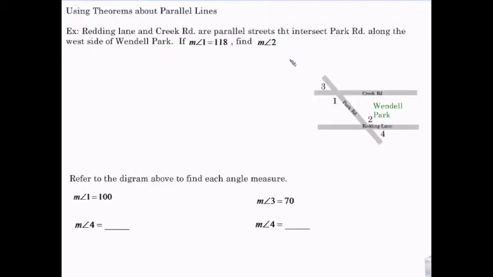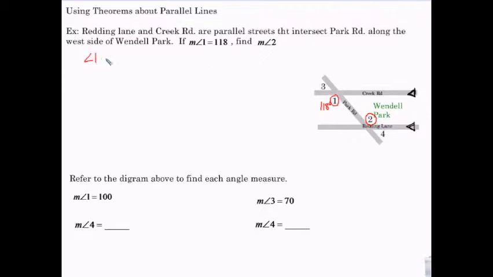What do you do with these? Reading Lane and Creek Road are parallel streets that intersect Park Road. Okay, so I'm going to draw my triangles so I can indicate that these are parallel. Along the west side of Wendell Park, if the measure of angle 1 is 118, find angle 2. Well, what do I know about these two angles to each other?